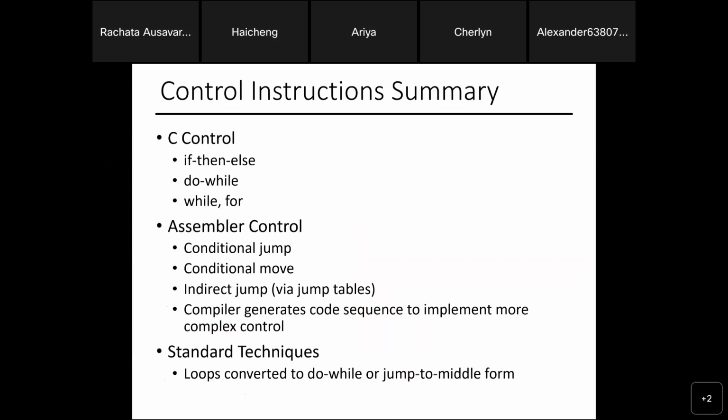All right, so now the next topic is a quick summary on control instruction. Because we covered if else from last week, the jump, then we have the do while, the while loop. We have conditional jump, conditional move, indirect jump. This is basically what we are going to go to next.